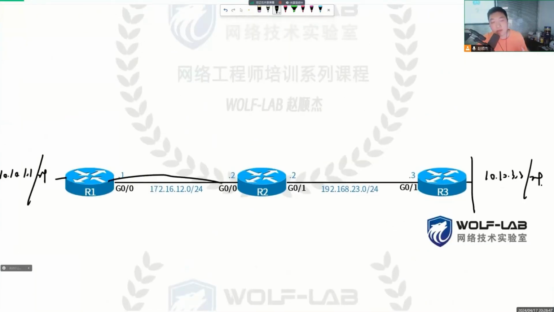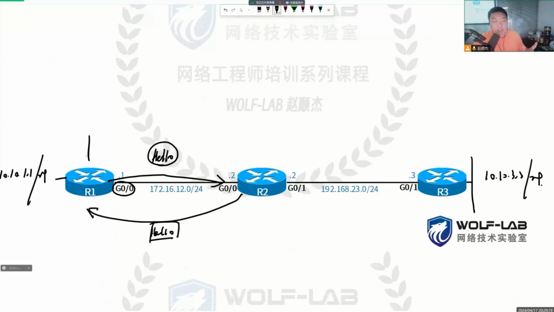In EIGRP, we send hello packets. Once the interface runs EIGRP, it will send hello packets. After receiving the hello packet from the other party, and after we get to know each other, we can establish a neighbor relationship. Of course, we certainly need to verify some content. We can't just say a stranger is immediately my neighbor. This involves what we will talk about in the next issue, the conditions for establishing a neighbor relationship. We won't talk about it here. Let's first understand the hello packet.